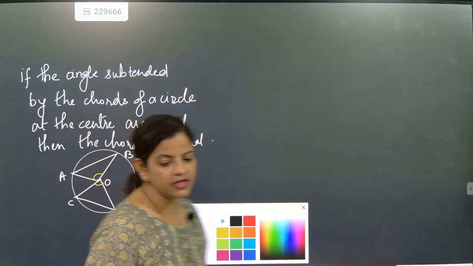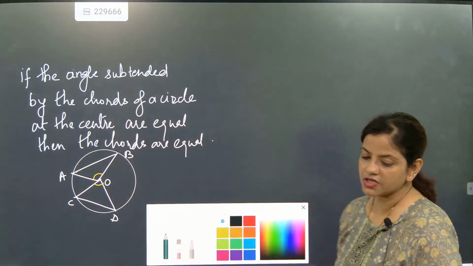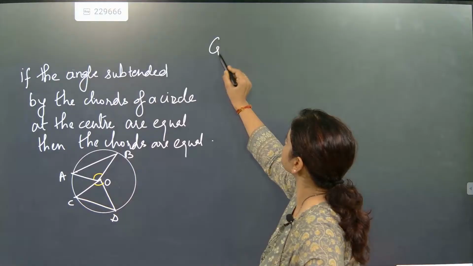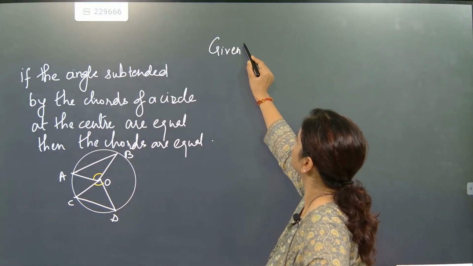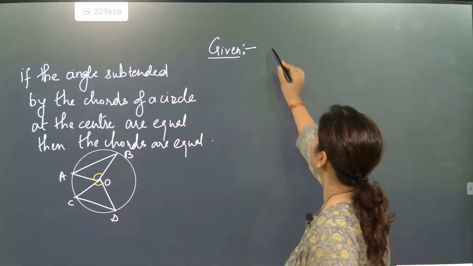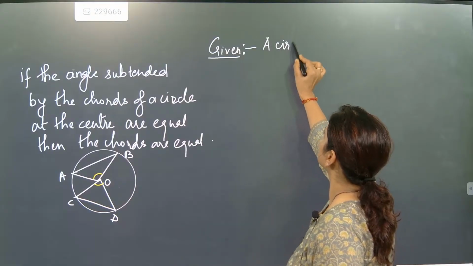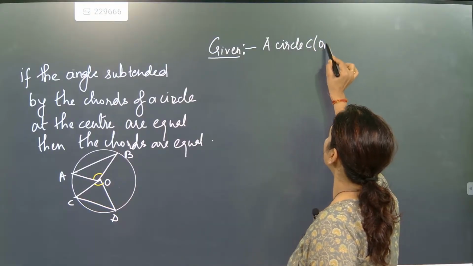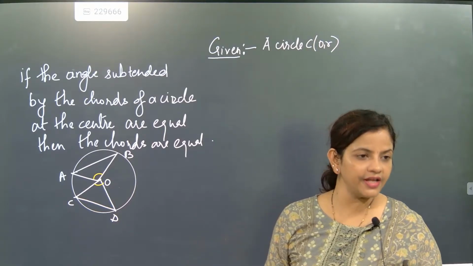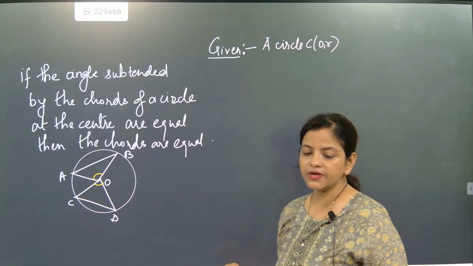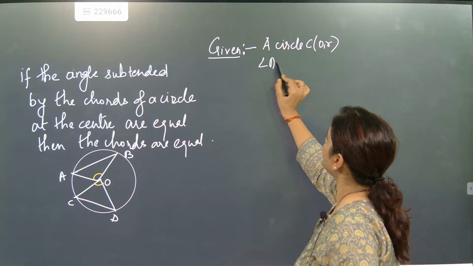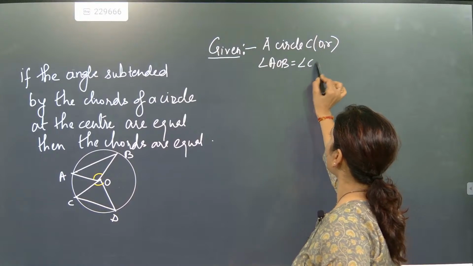Are you all ready for writing the given section, beta? In the given section, write that part. A circle C with center O and radius R is there. After that, how are we going to proceed? What is given? Angle AOB is equal to angle COD.